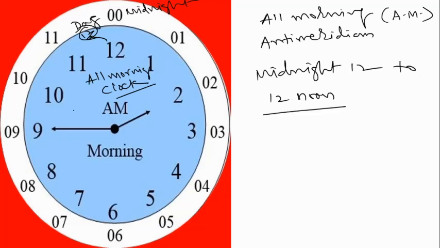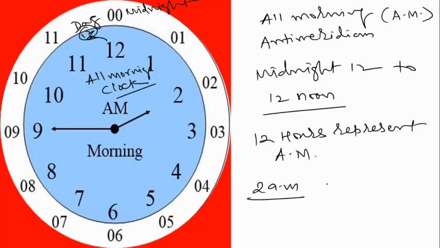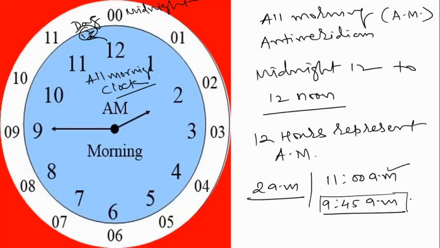So there are 12 hours. These 12 hours represent AM. So whenever you have to read a morning 2 o'clock, you have to write 2 AM. 11 o'clock in the morning, you can write 11 AM. 9:45 in the morning, 9:45 AM. This you have to write. This shows that the time is of the morning. So clearly it will show you a picture.